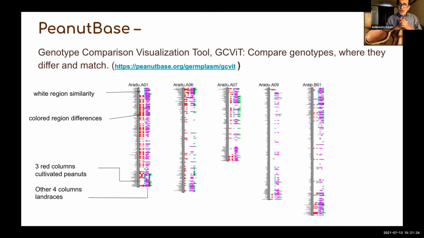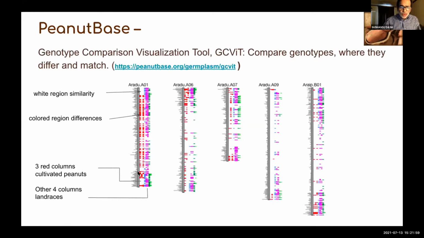PeanutBase got involved with Steve Cannon's group and developed a genotype comparison visualization tool called GCViT, which can compare different genotypes and particularly in the context of where these genotypes differ and where they match in a genomic context. And here I have shown an example along a few chromosomes.